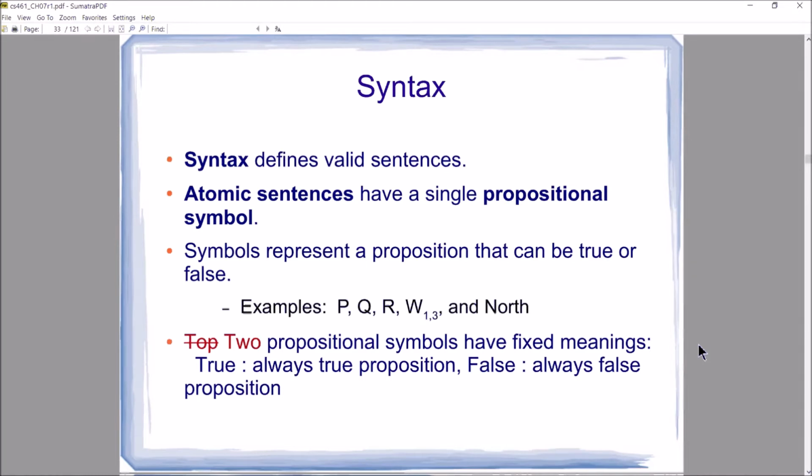Now, there are two propositional symbols within propositional logic that have fixed meanings, meaning they just mean what they mean. Okay, they're not something that's going to be assigned a value. That is true, which is always true, and then there's false, which is always false, right? So in this system, in this logic, you have these variables that represent something, and they can be assigned true or false.